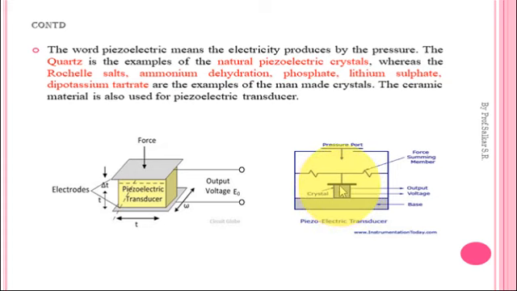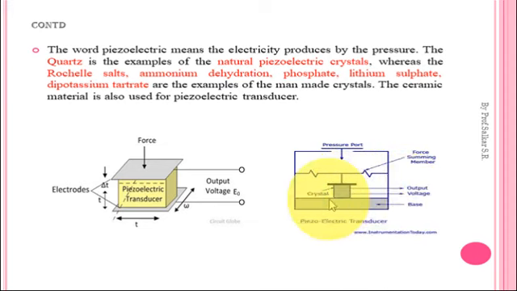The electromotive force which this crystal produces around itself is proportional to the quantity of pressure applied. Means what? If we apply more pressure from this pressure port, the crystal structure will produce more EMF. If we apply less pressure, this crystal will produce less EMF, and so on. So whatever amount of EMF is produced by this crystal, the same amount of output voltage we will get, which is taken out of this crystal with the help of the two terminals.